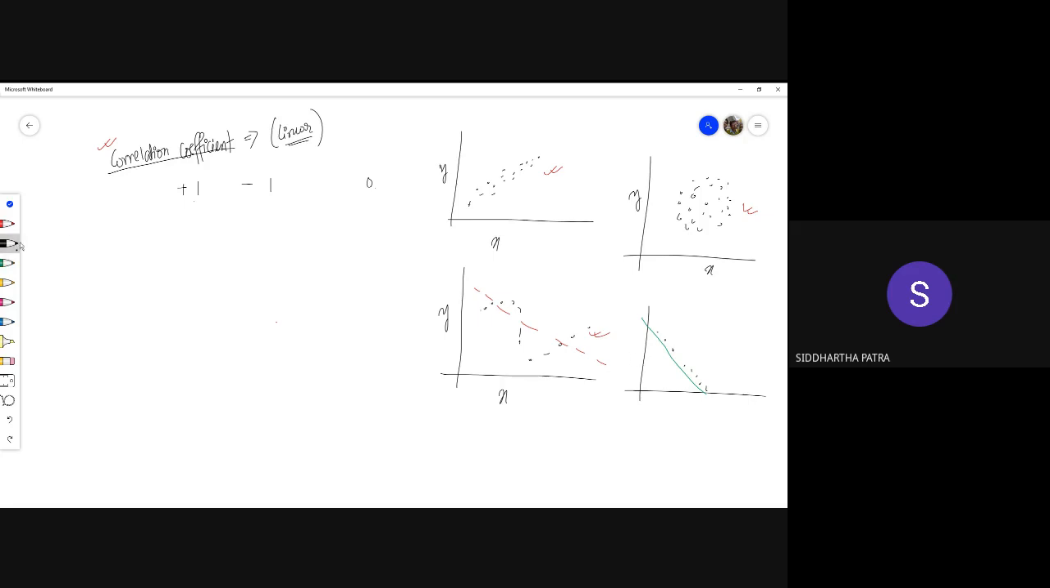And if the data points are not exactly falling on a straight line but are slightly scattered, then the correlation coefficient would still be negative, but its absolute value would be slightly smaller than 1. Now this is how we define this correlation coefficient, which is called Pearson's R.